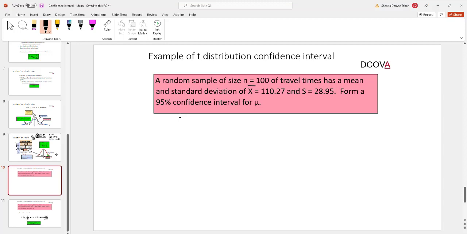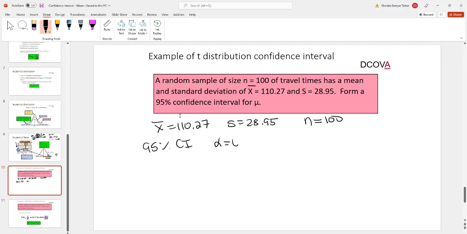So let's write out the information that's given to us. They told us this is x bar, our sample mean. They told us our standard deviation is 28.95. They took a sample size of 100. We're doing a 95% confidence interval. That means my alpha is 0.05. So we can figure out our degrees of freedom. Remember, degrees of freedom is n minus 1, so in this case it's 100 minus 1, or 99.